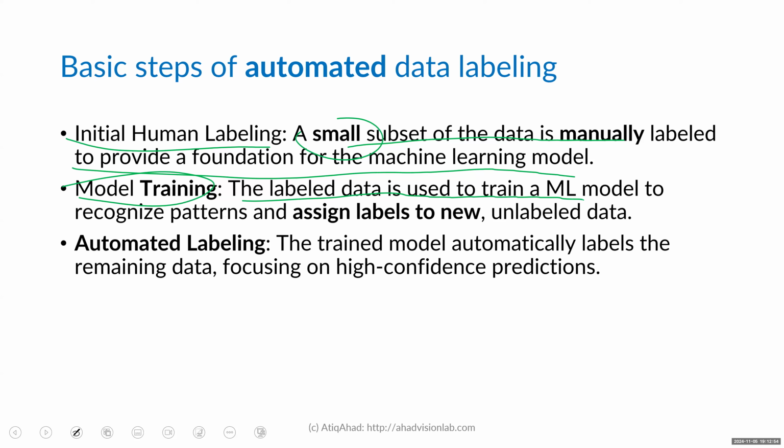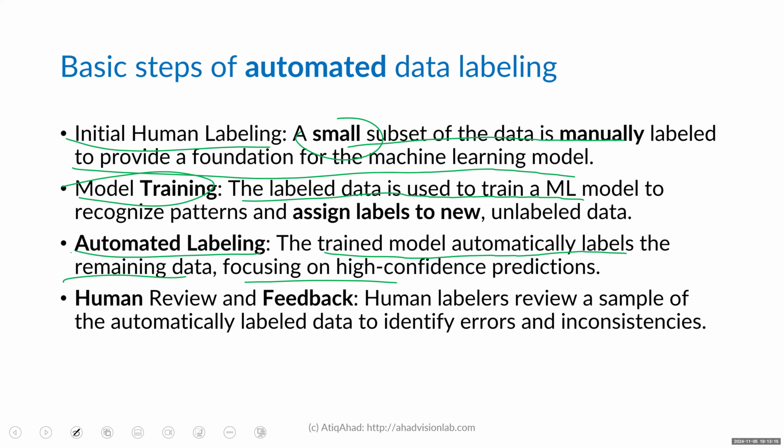So it means that my training is based on a small subset of data manually labeled by human beings, and then we train the AI model. In automated labeling, the trained model automatically labels the remaining data, focusing on high confidence predictions. Of course, when AI does this automatically, who will ensure that this is good labeling or bad labeling? So we need human review and feedback, just like large language models like ChatGPT, Llama, Claude, and others.